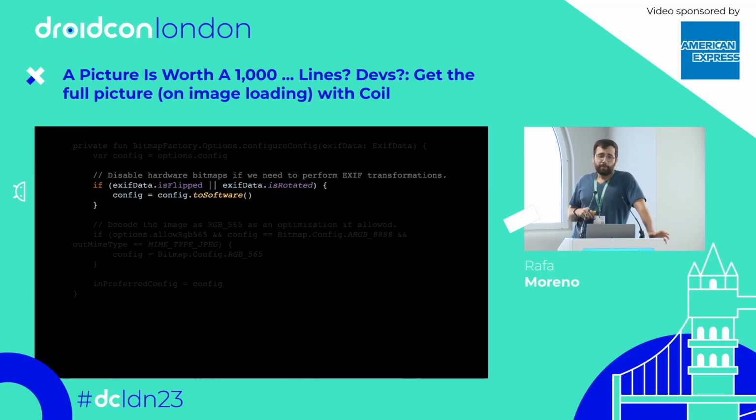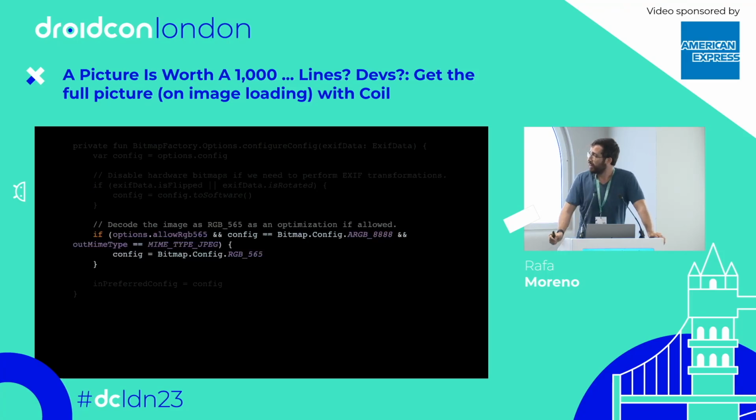However, if you do need to manipulate the image, the hardware bitmaps are immutable. Like, you can't touch those. You can't change them in any way. So you can't have them be hardware bitmaps. You have to change them over to software. And because the image is flipped and or rotated, implicitly that means that we're going to have to change it. So we can't use the hardware bitmaps. We have to convert them to software bitmaps.